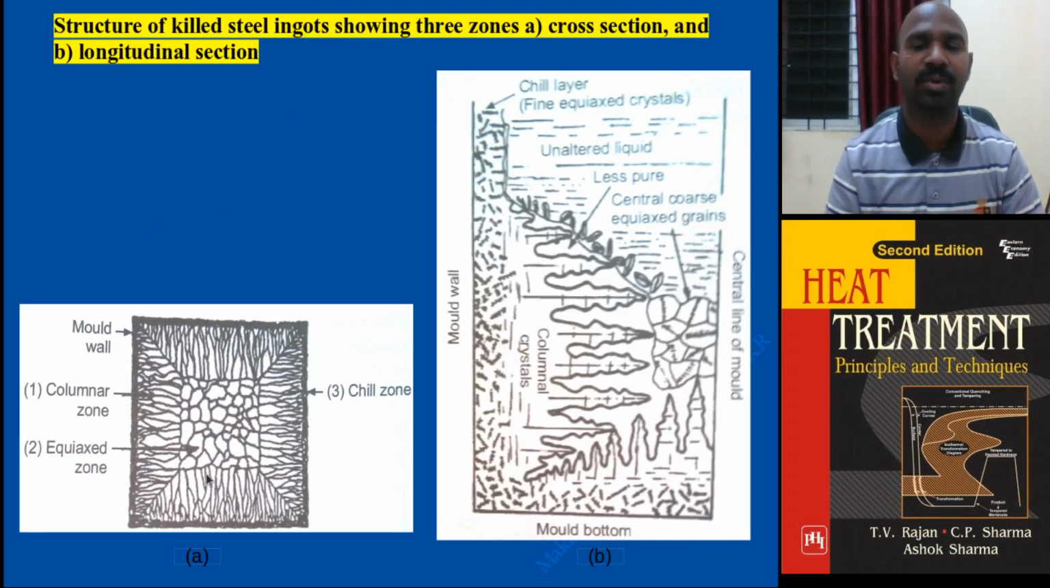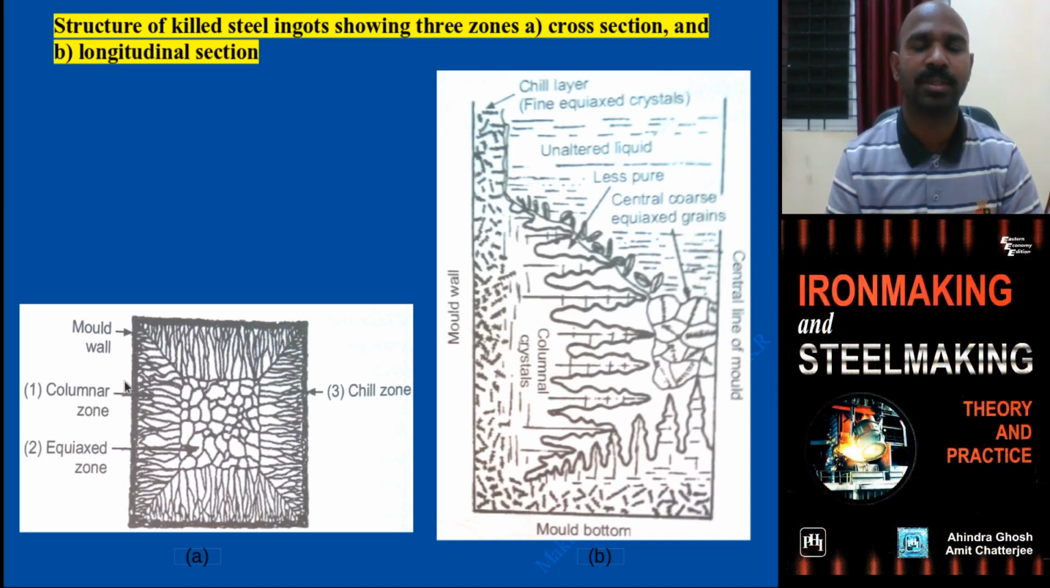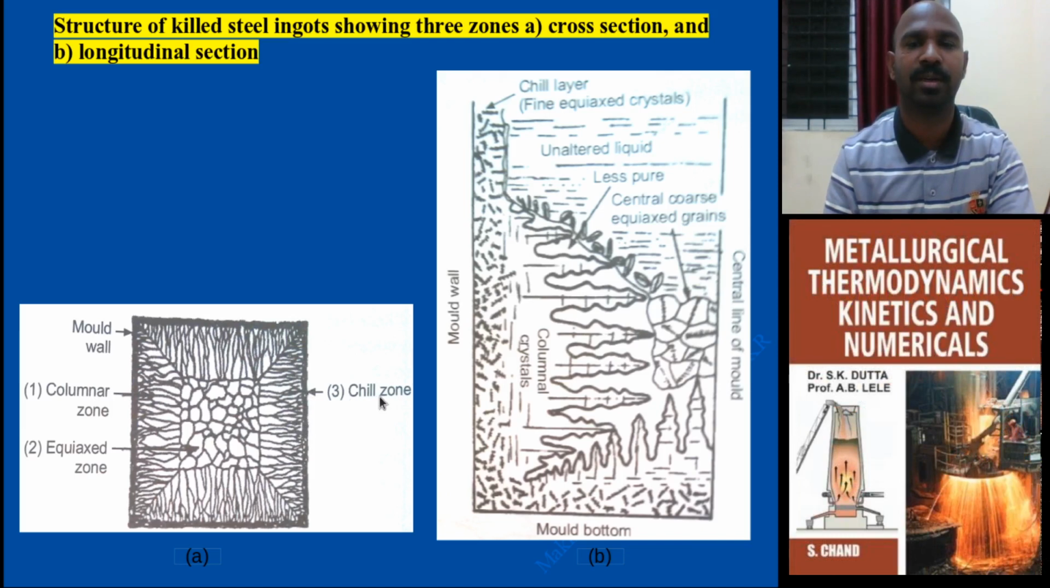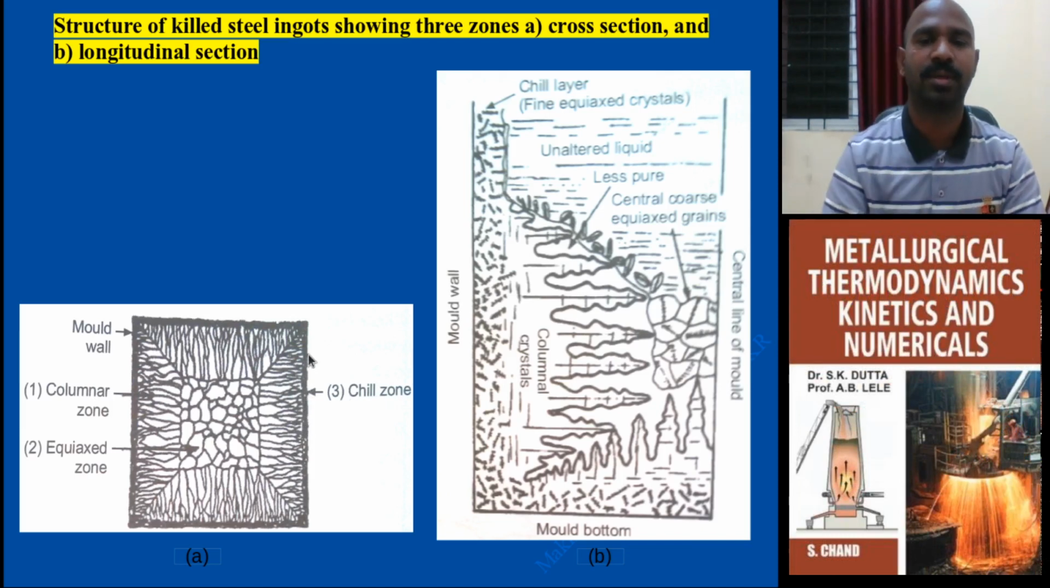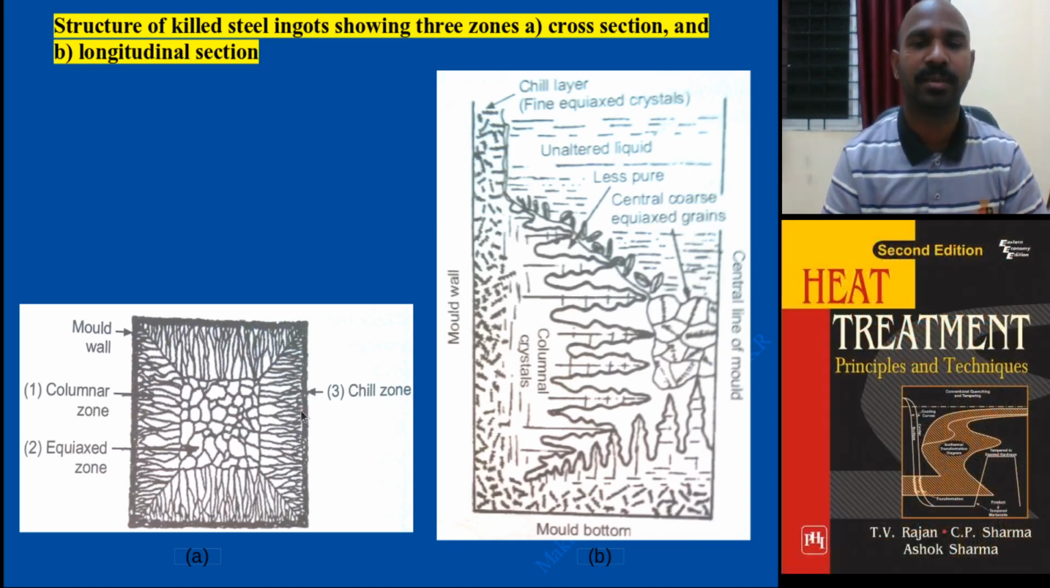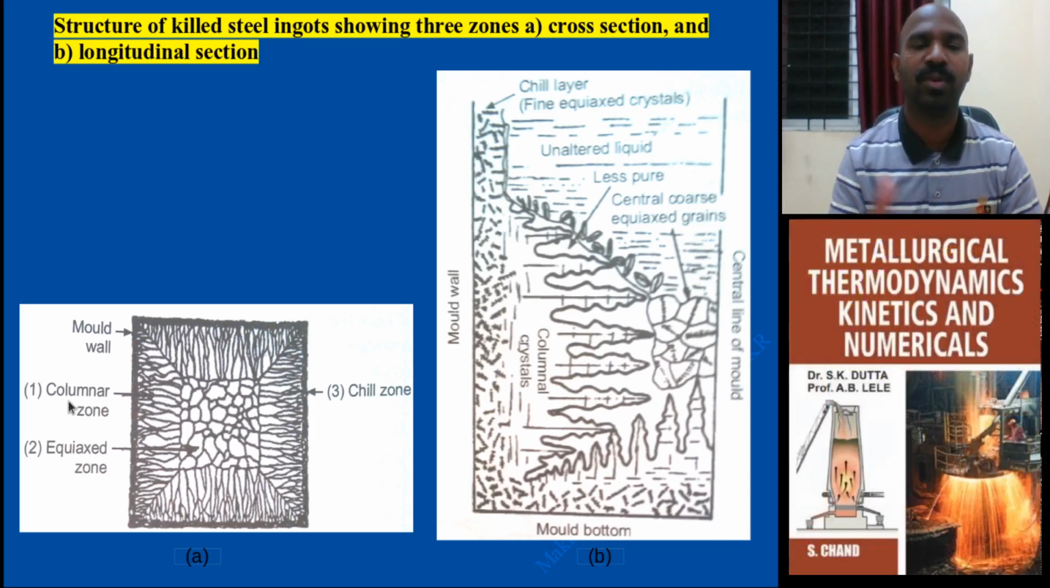The structure looks like this: this is the mold wall, and nearest to the mold wall very small grains appear. That particular zone is called the chill zone. Immediately, because of the temperature difference between the liquid steel and the mold, it nucleates into the smallest grains, and after this chill zone, the heat transfer is in the opposite direction, and columnar grains grow in the other direction.